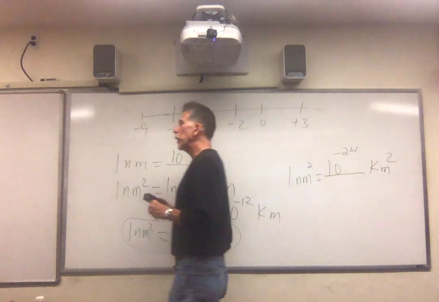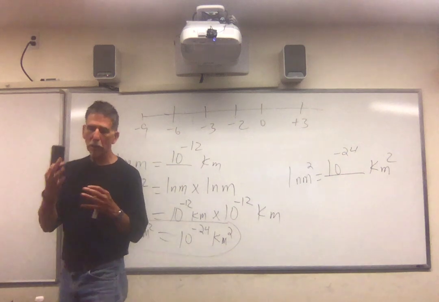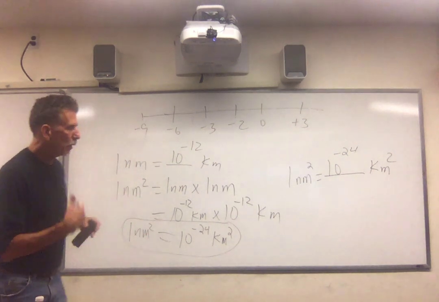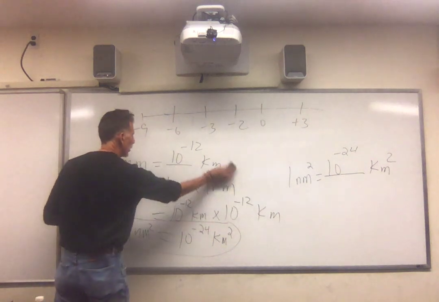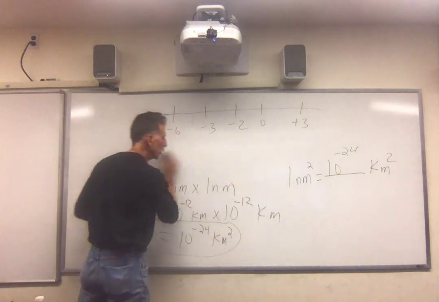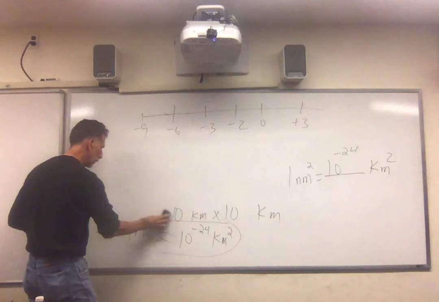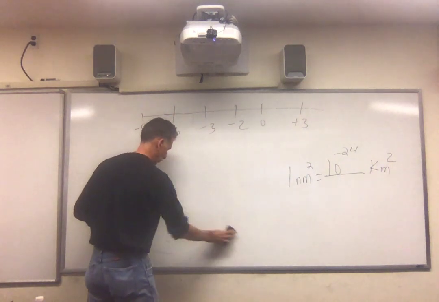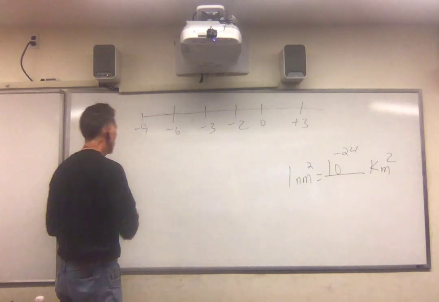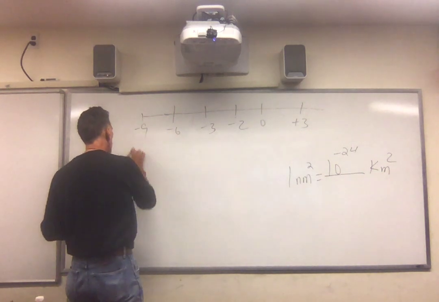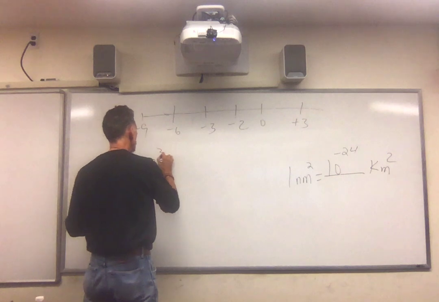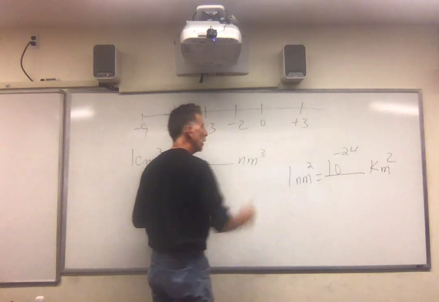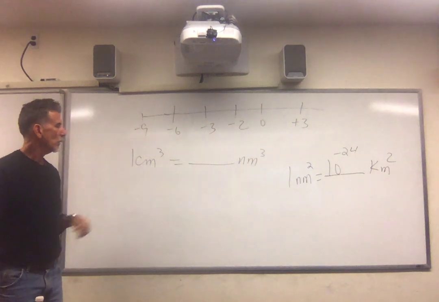Okay, let's do 3 dimensions. 3 dimensions would be a volume, a length times a width times a height. So you have the units of meters or centimeters or kilometers or nanometers. To the 3rd power, it would be cubed. So let's do one of these. 1 centimeter cubed is how many? Again, I'll go with nanometers cubed. Okay, that's our question. Cube power.